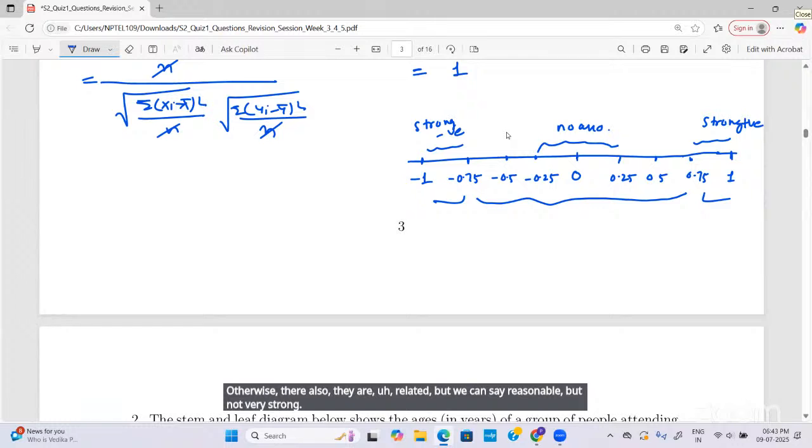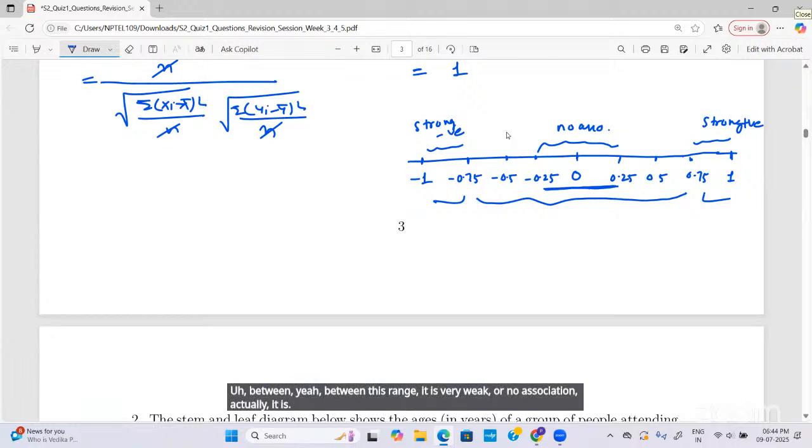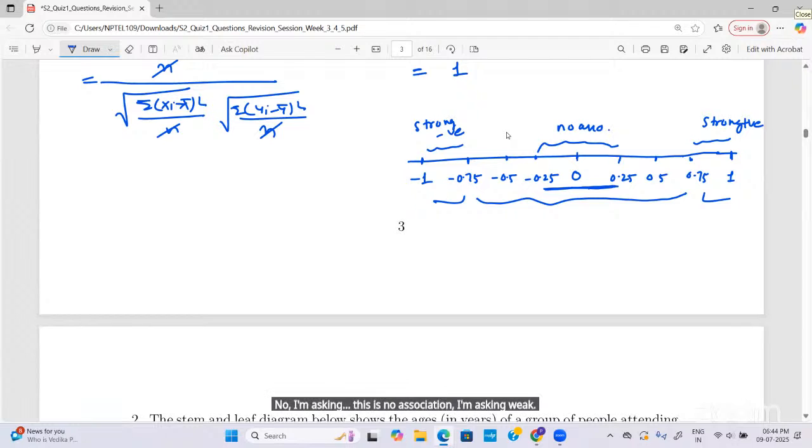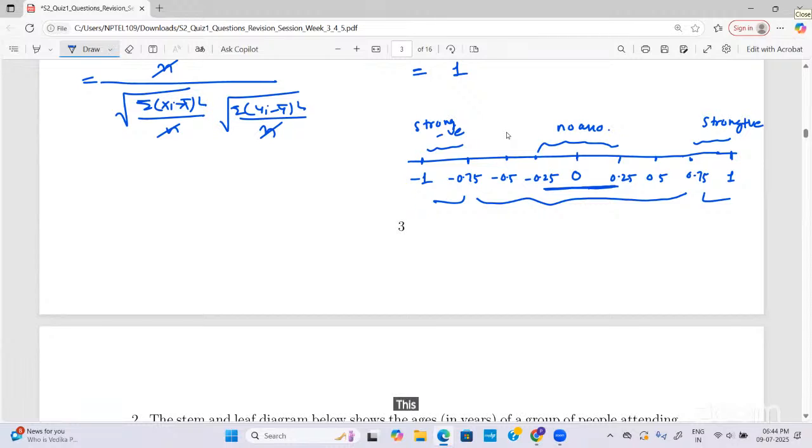And the weak and moderate, I'm asking: weak will be between 0.25 and 0.5. Am I right? Between this range, it is very weak or no association. No, I'm asking about weak association. Near zero is no association. Sorry, this was no association, but I'm asking the weak association. That will be within which range? This is weak only if the value is near to 0.25, or this is very weak.